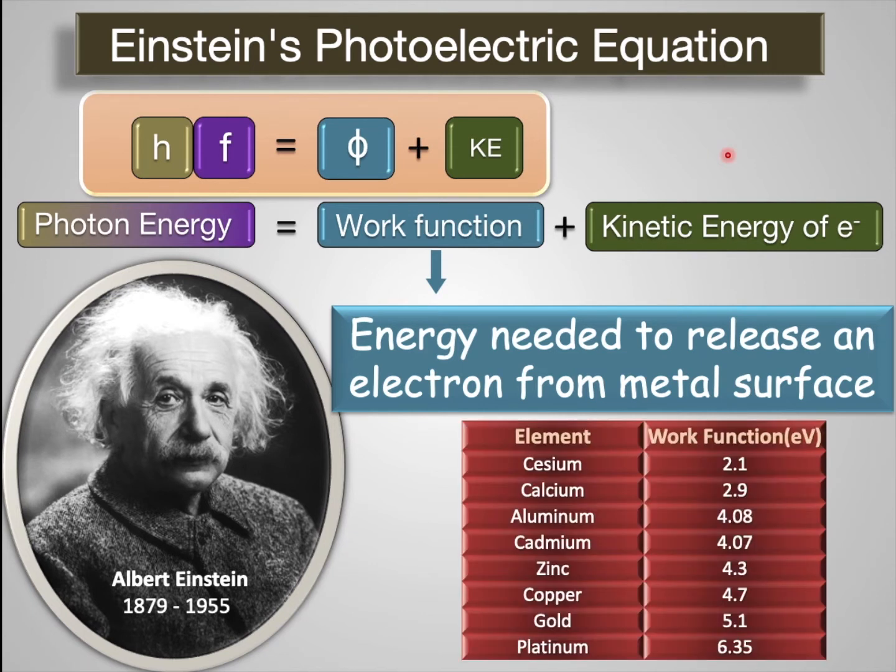These are the work functions of some commonly used metals. You can see the unit is supposed to be joules, but I'm using an alternative unit called electronvolt, which I'll talk about in the coming slide. If you are planning to make a solar panel, which metal among these would you choose? The answer is cesium, because you want every light to release electrons from the metal plate. If you choose platinum, sometimes even gamma rays will not be able to remove electrons from the metal.